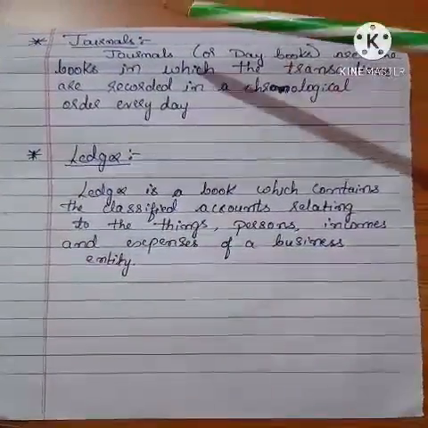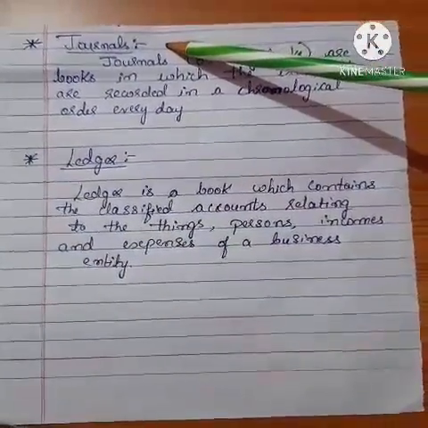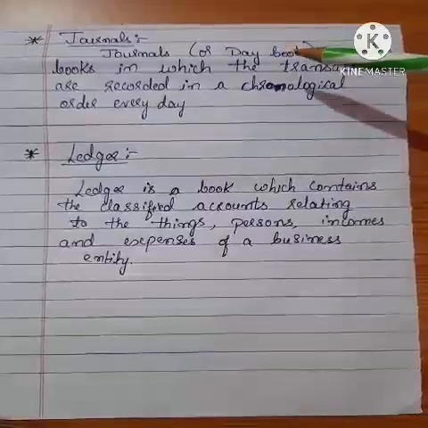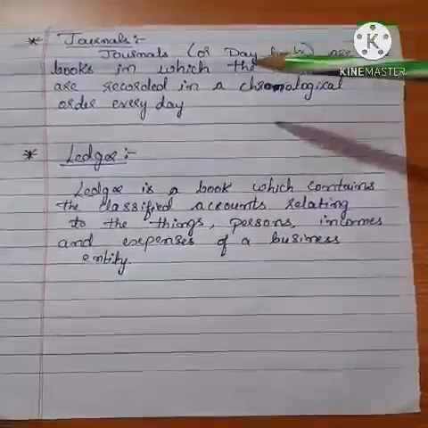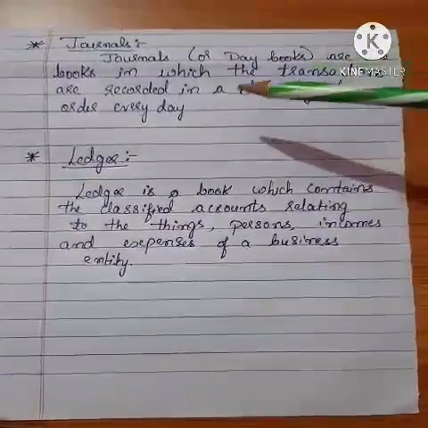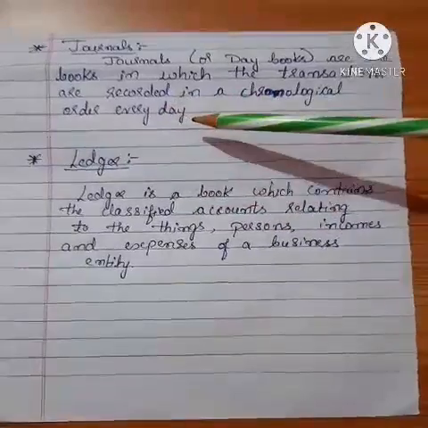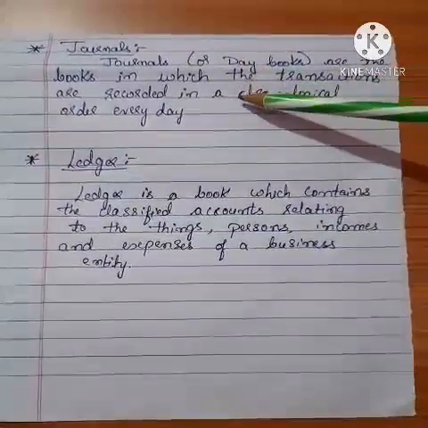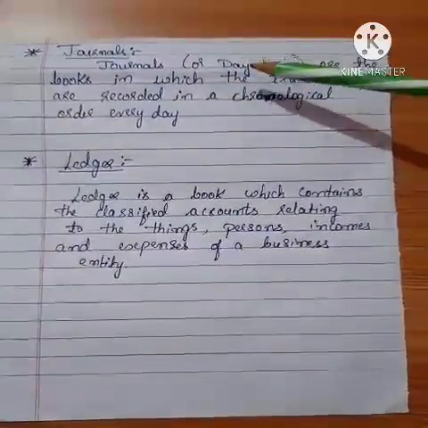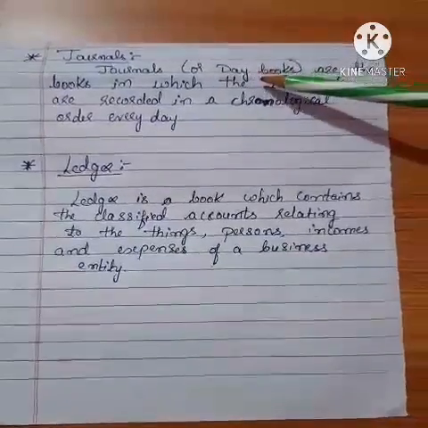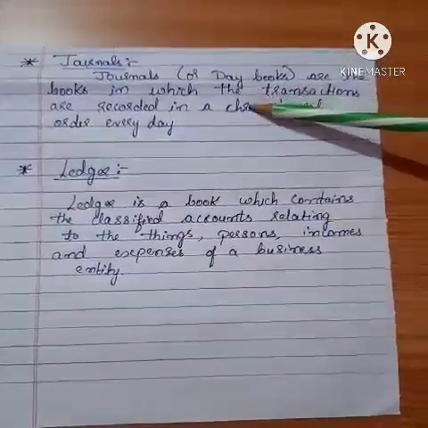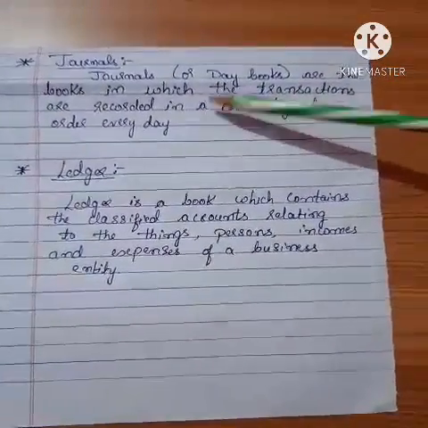So now let us see the other term, journal. What is a journal? Journals, also called day books, are the books in which the transactions are recorded in a chronological order every day. So here, these are also books where all the financial transactions or dealings are recorded in a chronological order every day. So it is called a day book.